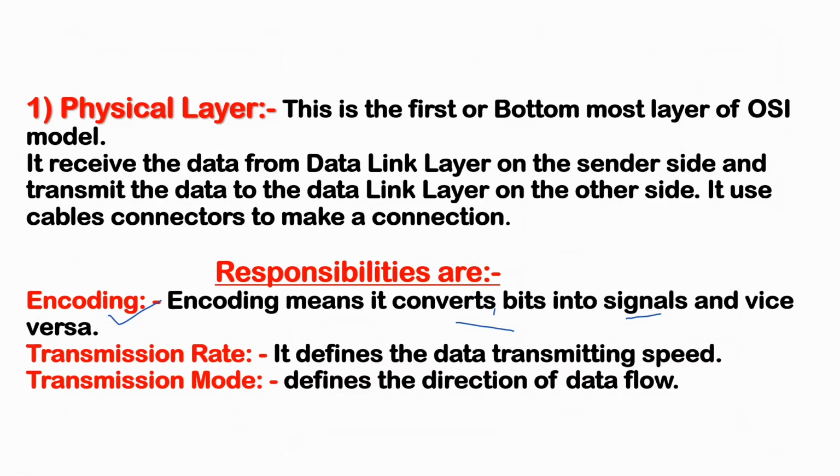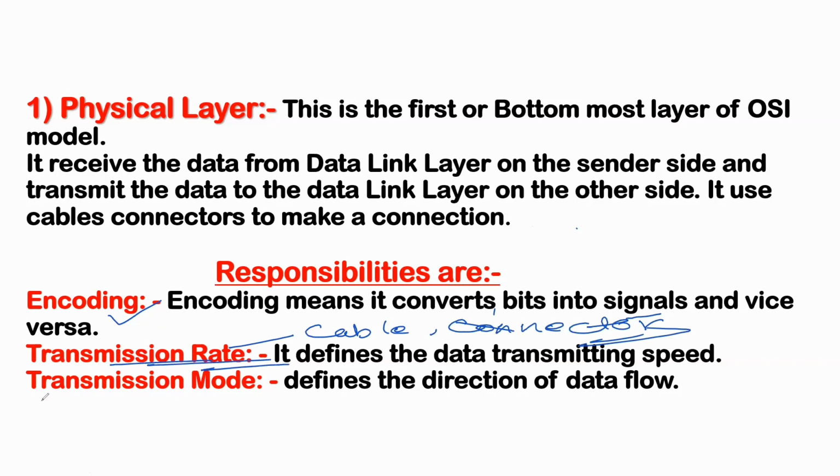So the first responsibility is encoding, and the second is transmission rate. Transmission rate defines the data transmission speed. It is decided on this layer what the data transmission speed will be. Why? Because data transmission speed depends on your cable and your connector. That's why the transmission rate is defined on this layer.